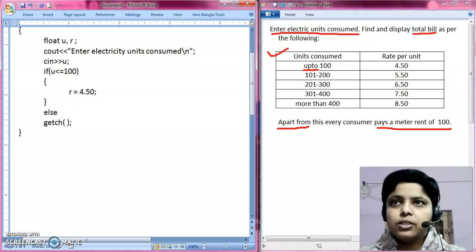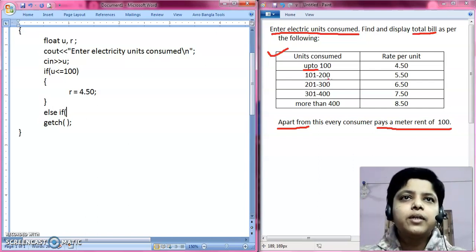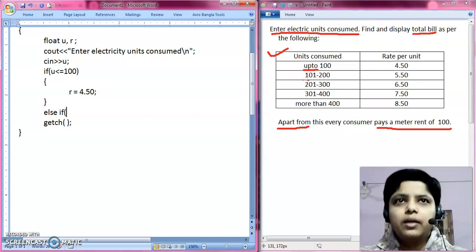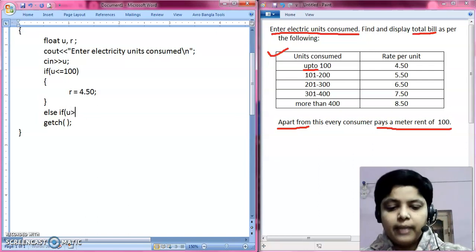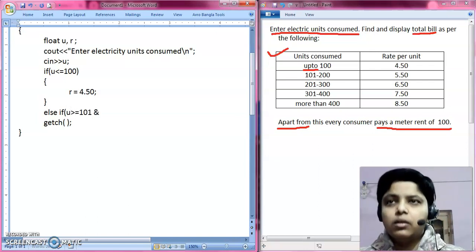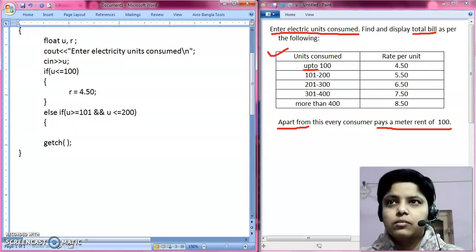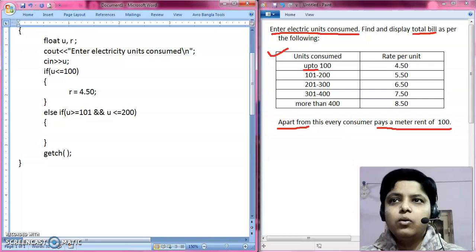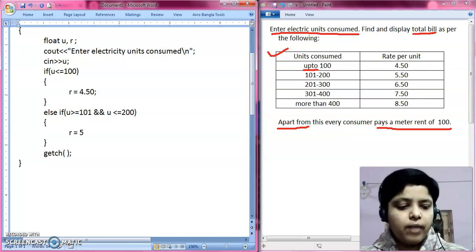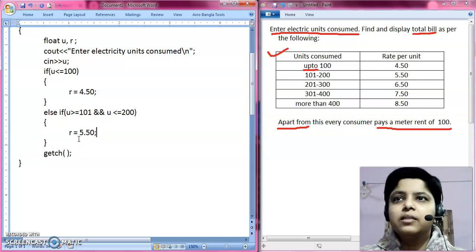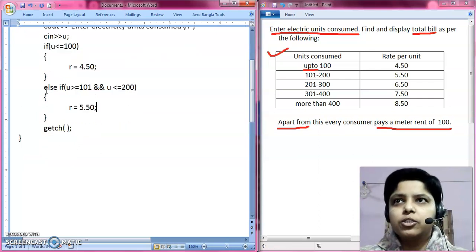What is the next condition? The next condition says units consumed between 101 and 200. I am saying between, but both these limits will be included. 101 is the starting point and 200 is the ending point. So my condition will be like this: 101 and unit less than or equal to 200. Then our rate is 5.50, and this will go on for all the conditions.